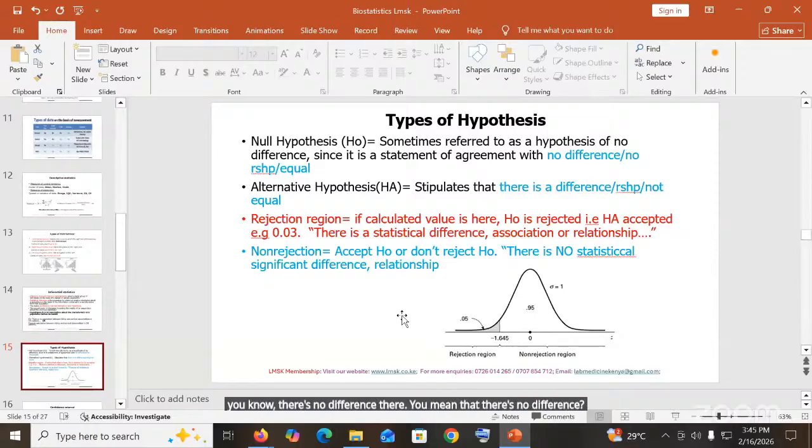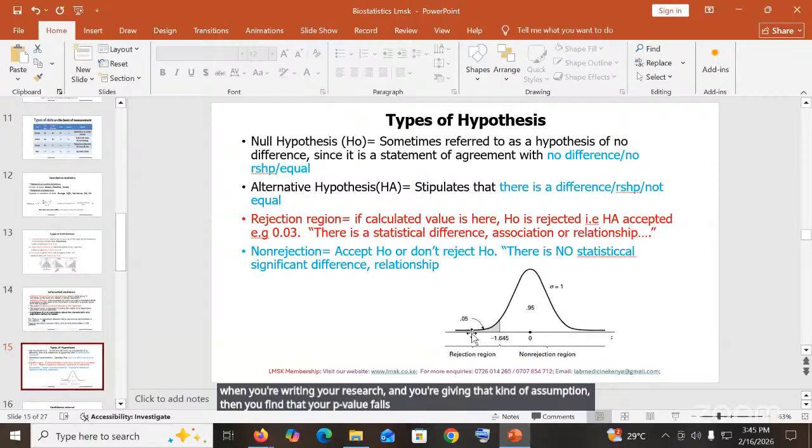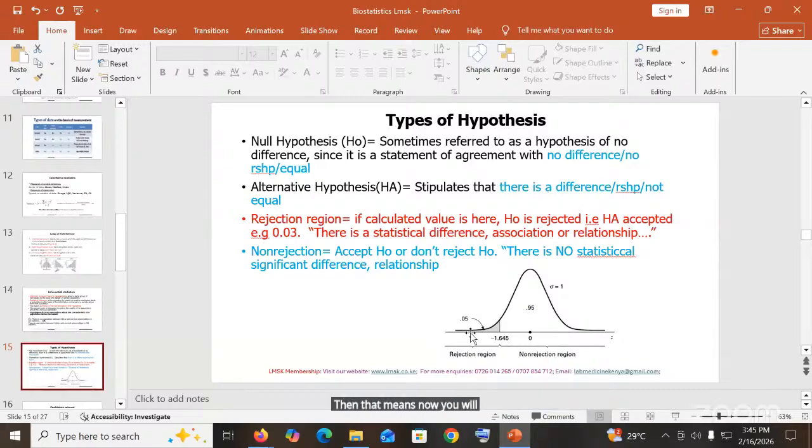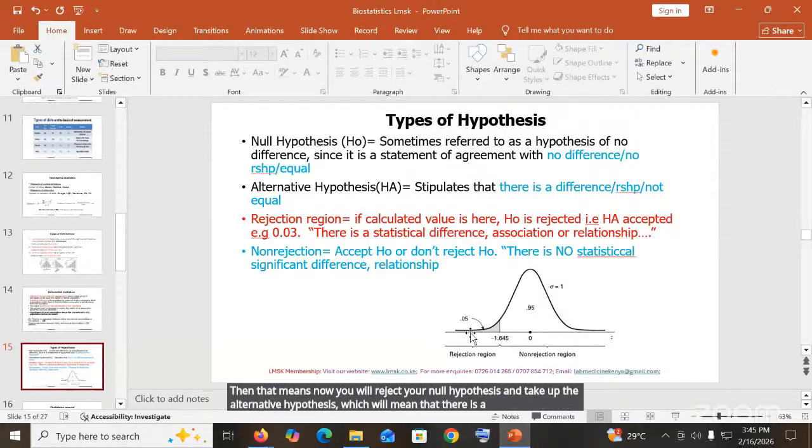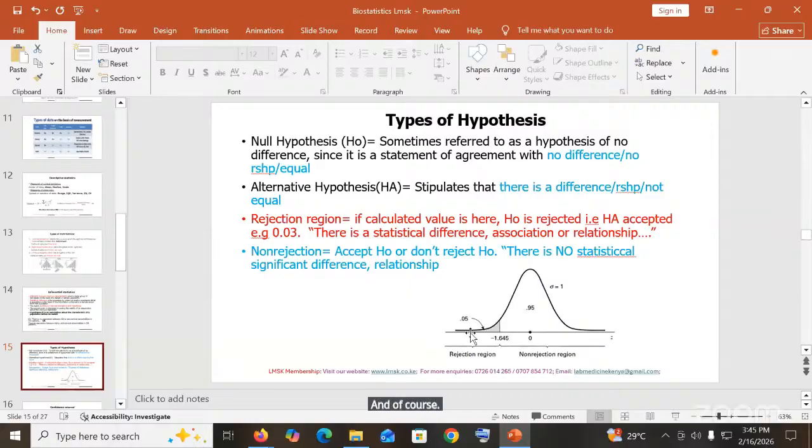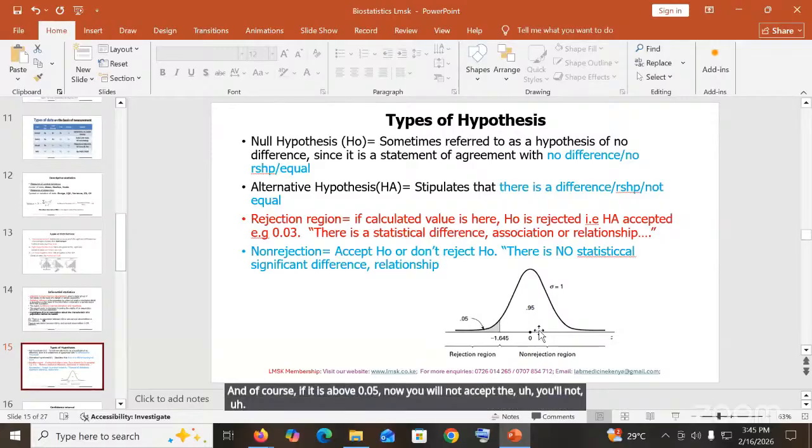So when you're writing your research and you're giving that kind of assumption, then you find that your p-value is 0.05 or less. Then that means now you will reject your null hypothesis and take up the alternative hypothesis, which will mean that there is a difference. And of course, if it is above 0.05, now you will not accept the alternative hypothesis. Rather, you will stick to your null hypothesis. Good.